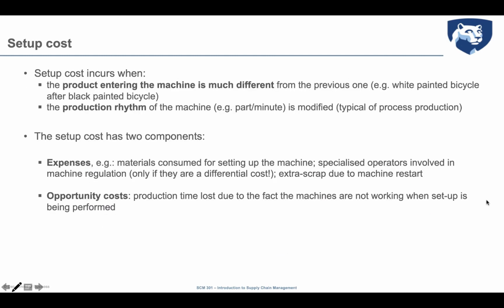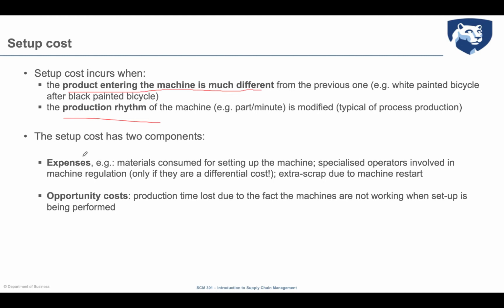What about setup cost? We have discussed the fact that setup cost is incurred every time we produce a different type of product, so the product entering the machine is different, or we change the production rhythm of the system. Setup is everything that is needed to reconfigure your system to produce a different product or a different rhythm. It is not changing the tool, introducing new resources, changing materials, or adding one operator on the line. So whichever you can think of, it costs you to reconfigure the production system.